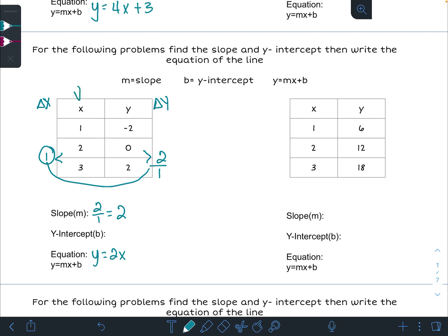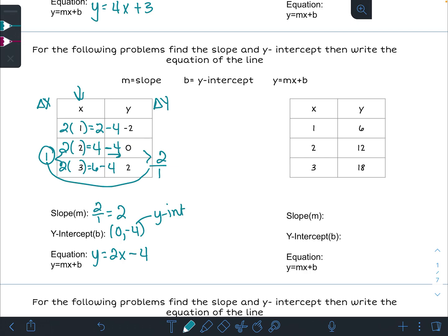So if I know that these are my x values here, if I do 2 times 2, that gives me 4, but I have to do some kind of operation to get to 0. So I would have to subtract 4 to get to 0. If I do 2 times 1, that gives me 2. I would have to subtract 4 to get to negative 2. If I do 2 times 3, that gives me 6. I would have to subtract 4 to get to 2. So every time I'm basically subtracting 4. So your ordered pair would be 0, negative 4, with that being your y-intercept that you are putting into your equation.